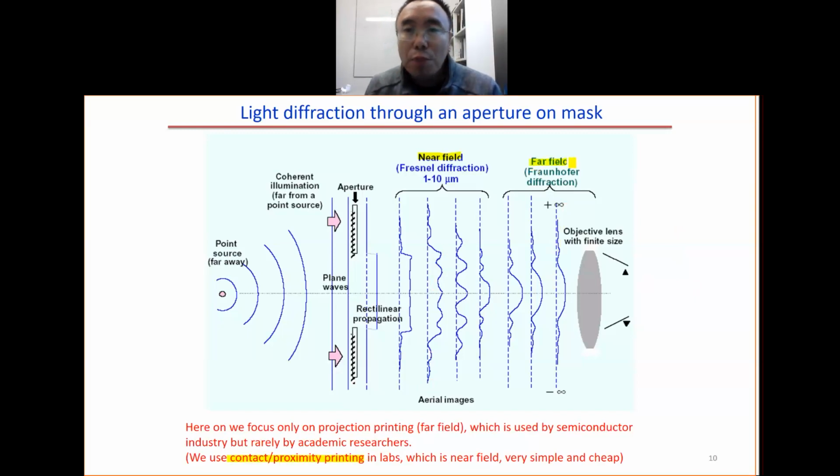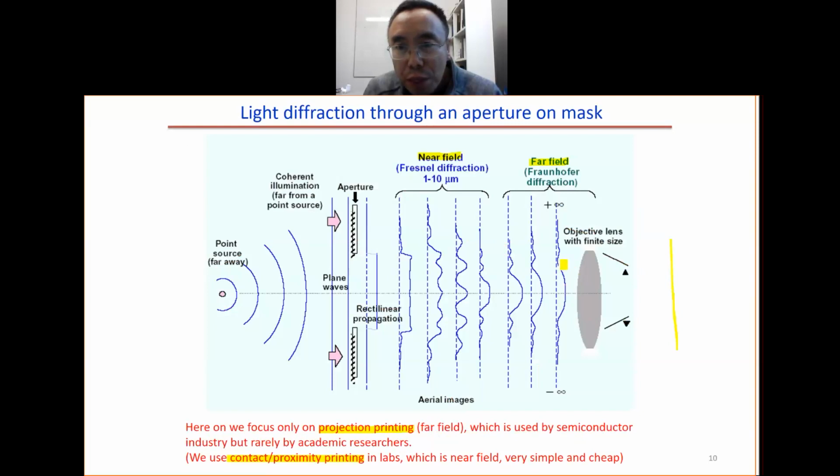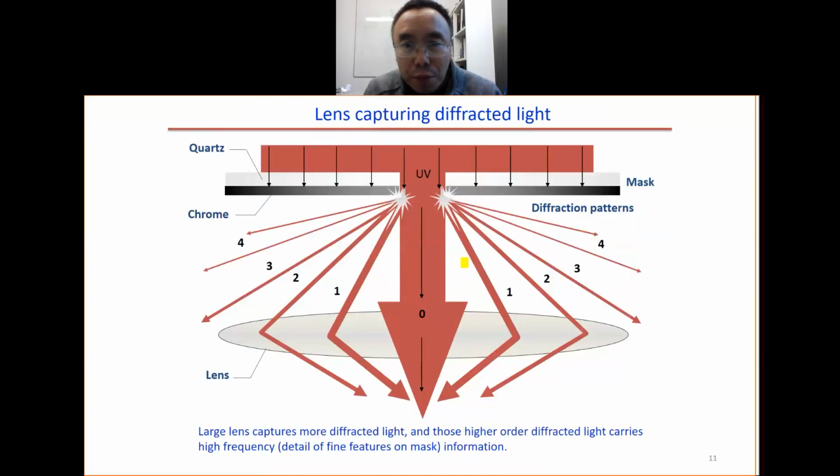The far field can be many centimeters. This corresponds to the case of projection printing. So for projection printing, it is far away, then we have the lens, and we form the image on the photoresist. Now we look at this part. What do you see here? You see that we have the maximum, this is the peak. Then we have the minimum, the maximum, minimum, maximum, minimum. So when the light passes through the aperture, we have this central maximum, then another maximum, minimum, maximum, minimum, as you see here. The same as here.